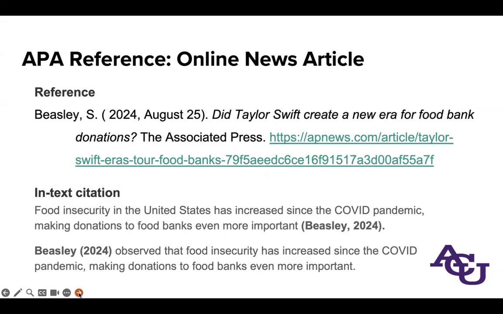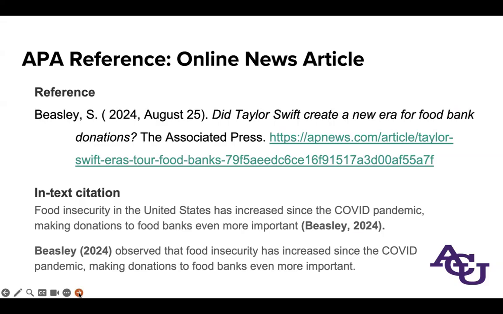We are going to put the author's name, last name, comma, first initial and middle initial if they had their middle initial available. Then for a news article or a web article, you put the most specific date that you have. So we have the year, comma, the month and the day, 2024, comma, August 25th. Then we have the title in sentence case. So we have the D capitalized and we have the T and the S in Taylor Swift capitalized because Taylor Swift's name is a proper noun.